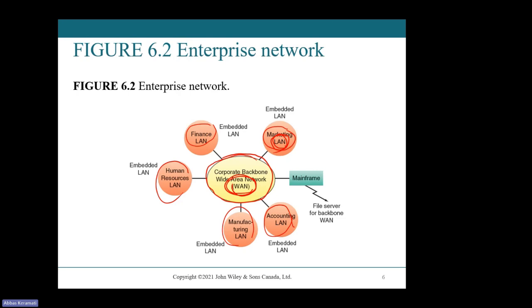And then, as you can see here, we have a mainframe. A mainframe is a server computer for your WAN, your wide area network. What's the difference between a mainframe and a PC? It's stronger. Its storage capacity is much more than a PC. So that's the mainframe, and that's your server.